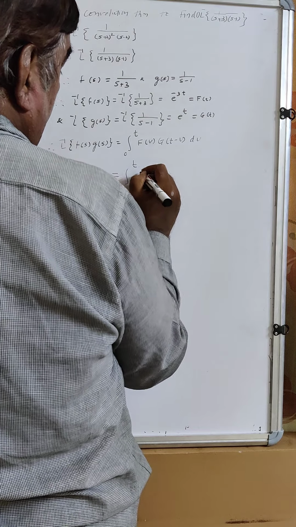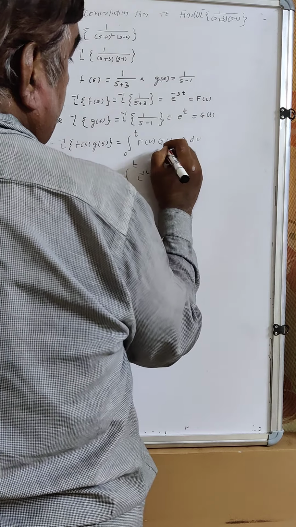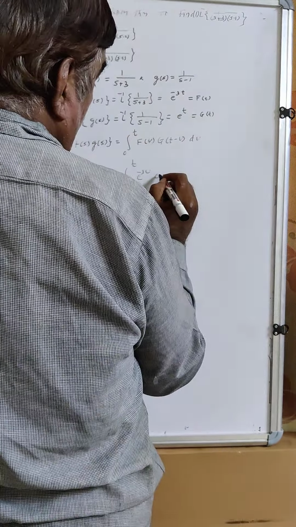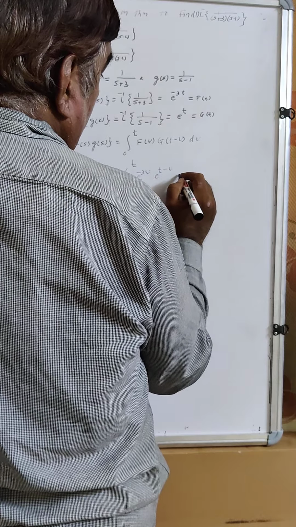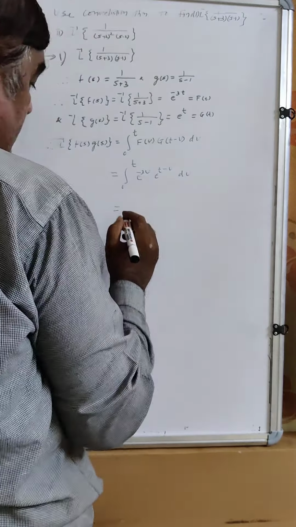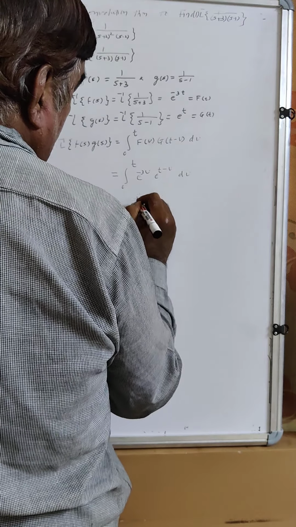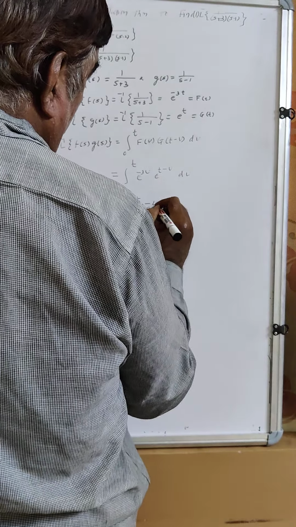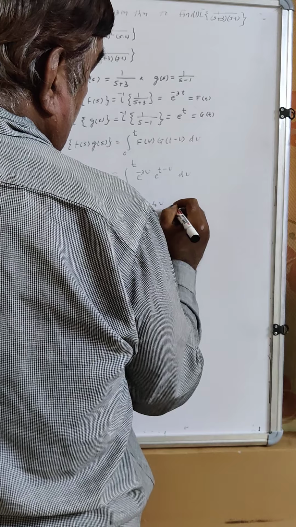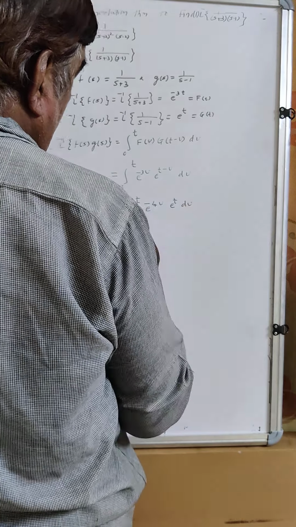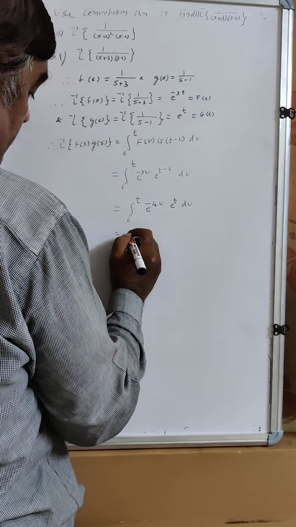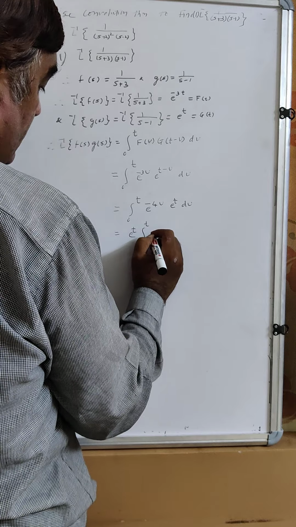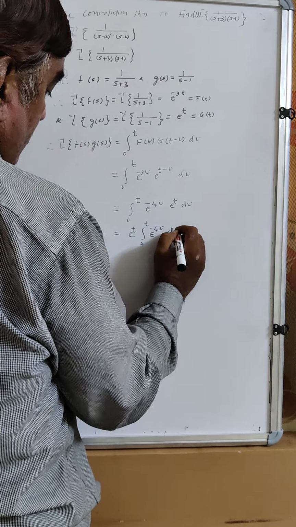Here f(t) is e raised to minus 3t, that is f(u) is e raised to minus 3u, and g(t) is e raised to t, therefore g(t minus u) is e raised to t minus u. So the integral from 0 to t of e raised to minus 3u into e raised to t minus u du is equal to integral 0 to t of e raised to minus 4u e raised to t du. e raised to t is constant with respect to u, therefore take it out of the integration: e raised to t integration 0 to t of e raised to minus 4u du.